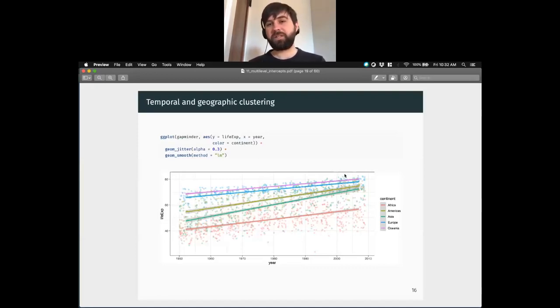And what I've done here is I've also fit a regression line to every continent to show that there are differences in the magnitude of this increase in life expectancy across continents over time. But actually, it's a pretty small difference in magnitude, right? Asia looks like it's seen the highest growth.